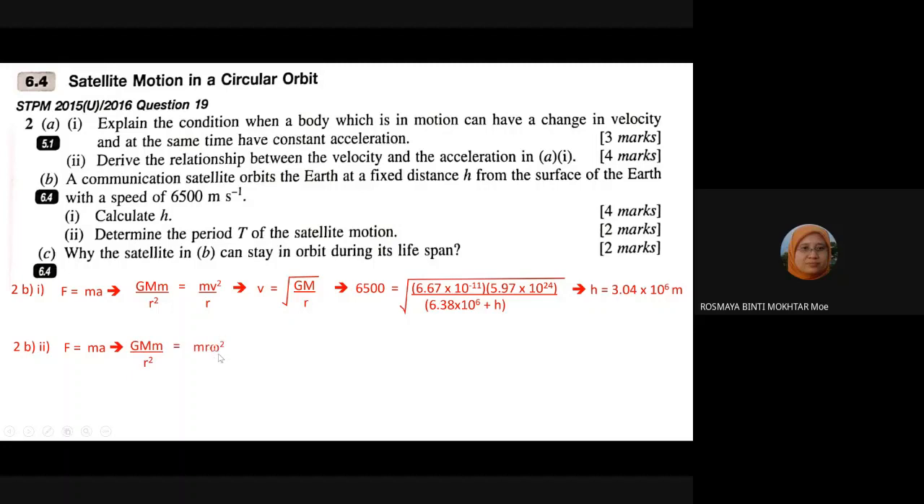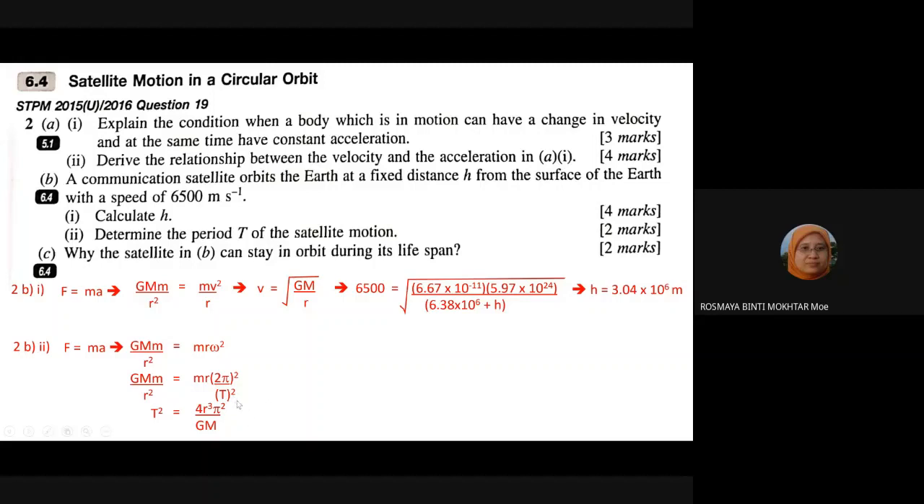But if you use this one, you get similar to the previous question, so I just go straight to the final answer. So you get this equation. If not, you use 2 pi r per v, also can. You will get the same answer.